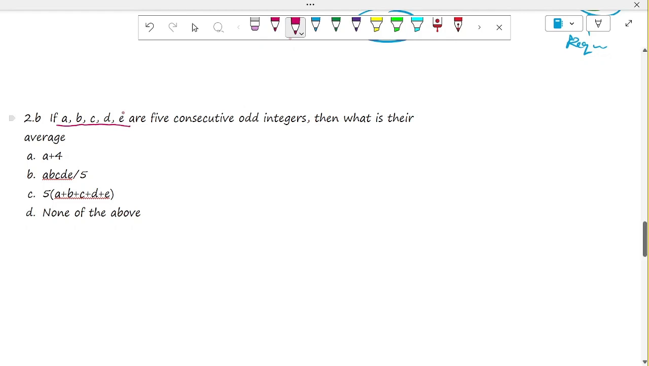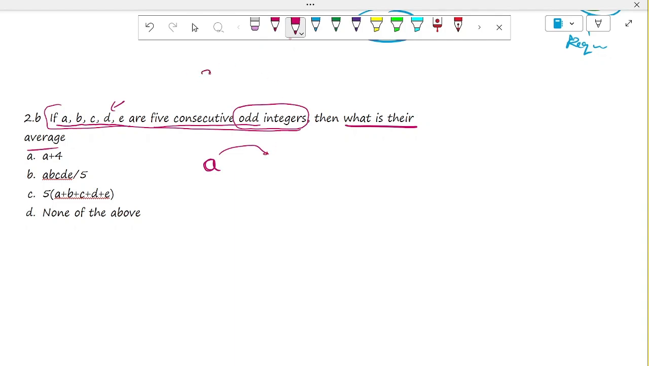If A, B, C, D, E are 5 consecutive odd integers, just try to understand the statements first. Any question, don't read the whole question at a time, because you will start getting confused. You may not understand all the sentences at a time. So try to read the question sentence by sentence. Then what is their average? If you have understood the first statement, there are 5 consecutive odd integers. It means this A is an odd integer, B will be a consecutive odd integer.